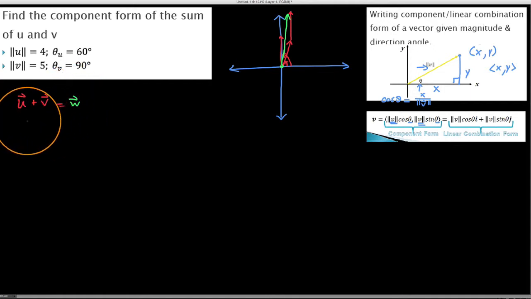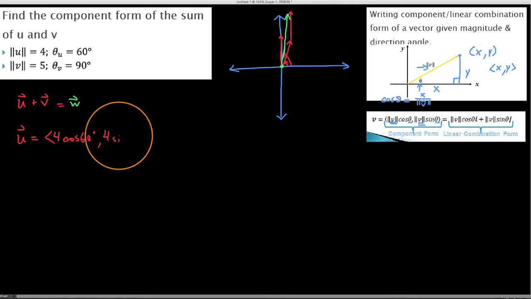So what we need to do here is write the component forms for u and v and then add these things together. In this first instance, we have 4 as the magnitude and 60 as the angle. So for vector u, we are going to write that its components are 4 cosine 60, 4 sine 60.